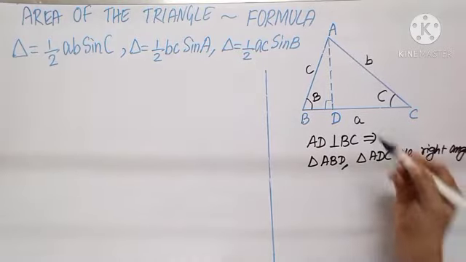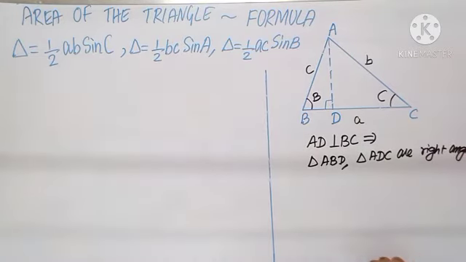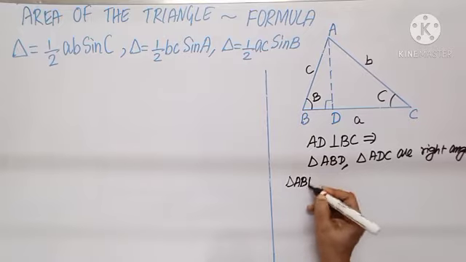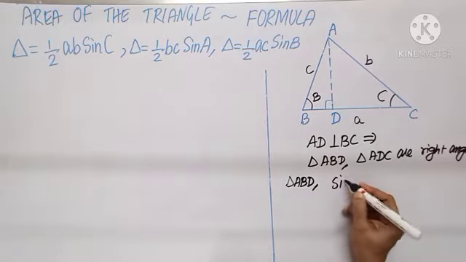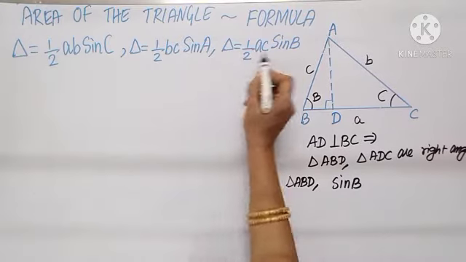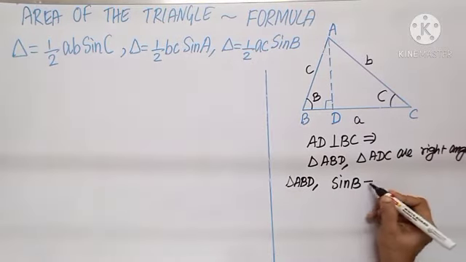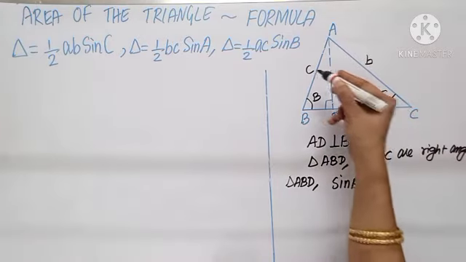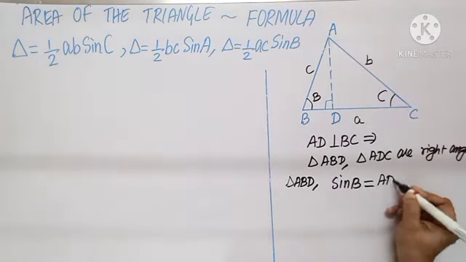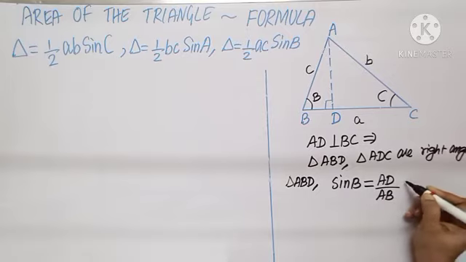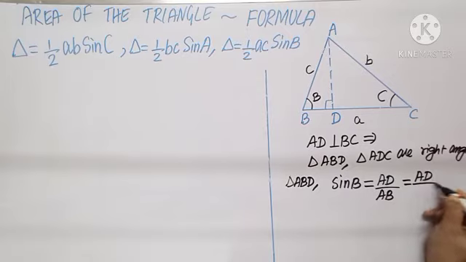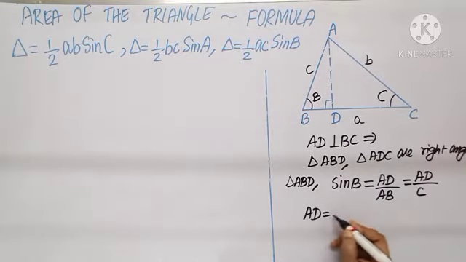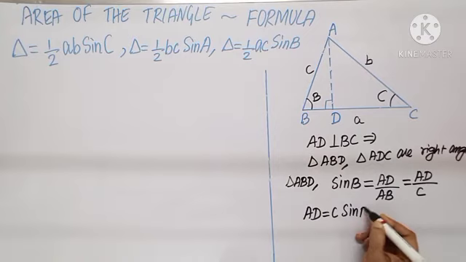I can also say ADC is a right angle triangle. From ABD, what is sine B? Let me write. I want sine B in my question. So what is sine B from ABD? It is opposite by hypotenuse, AD by AB, or I will say AD by C. Cross multiplying, AD equals C sine B.